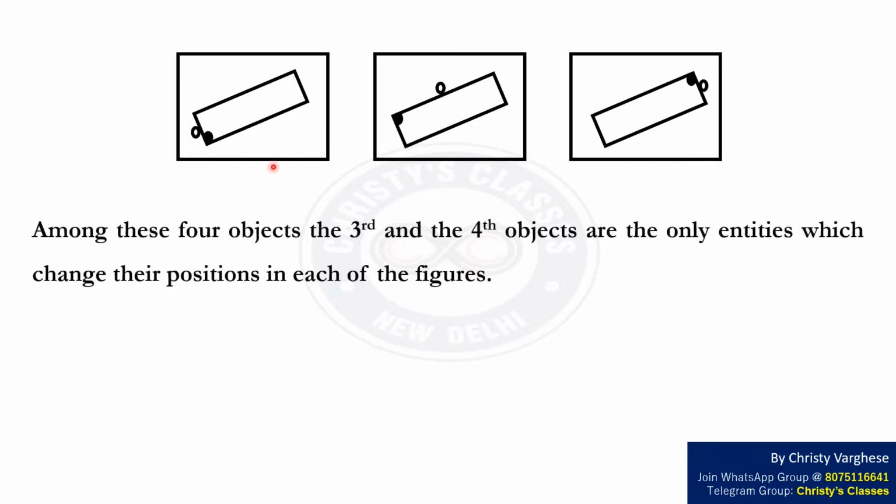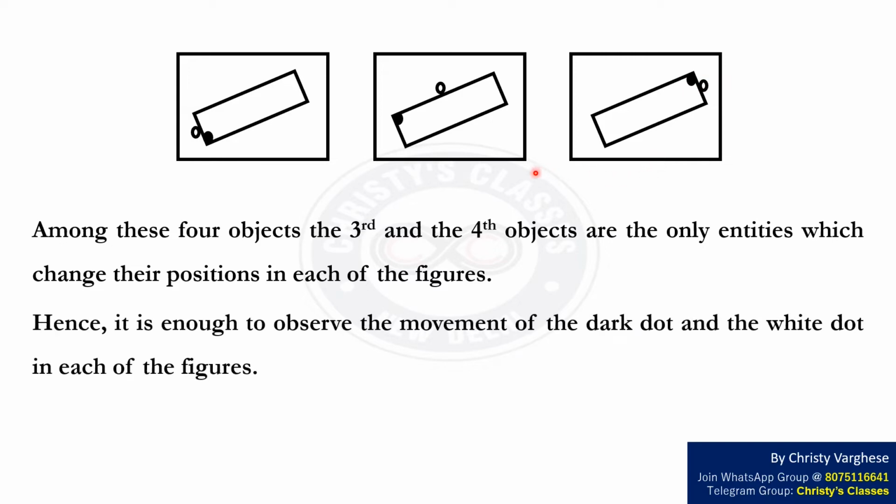Among these four objects, the third and the fourth object are the only entities which change their positions in each of the figures. Hence, it is enough to observe the movement of the dark dot and the white dot in each of the figures.